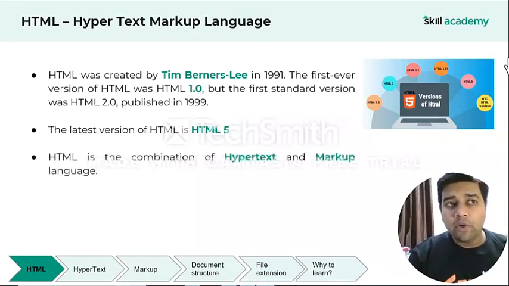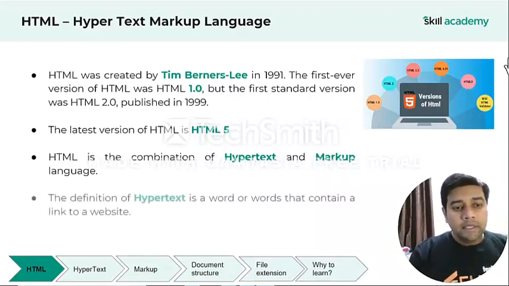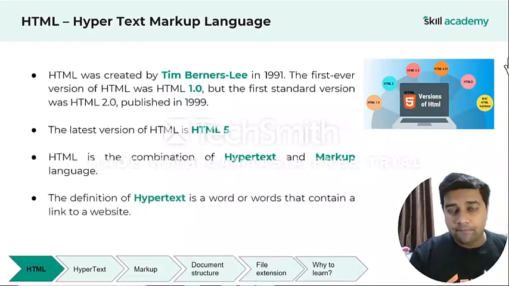HTML, as I already told you, is the combination of hypertext and markup language. And now, one by one, we are going to understand what you mean by hypertext and what you mean by markup. So the definition of hypertext is a word or words that contains a link to a website. It means in your web page, you are going to create some words. The moment a user clicks on that word, he or she will be redirected to another website. So the definition of hypertext is a word or words that contains a link to a website.